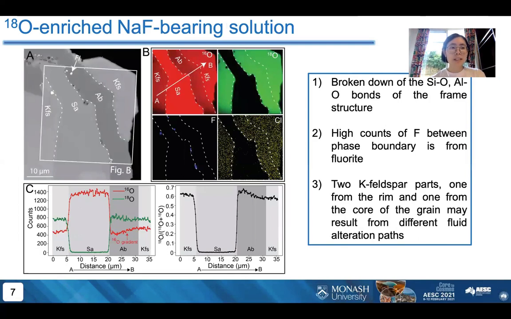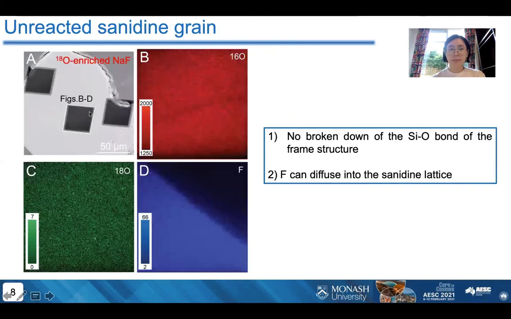The reaction products from oxygen-18 enriched solution are characterized by enrichment of oxygen-18 in both albite and K-feldspar, which means the breaking down of silicon-oxygen and aluminum-oxygen bonds of the framework structure. The high counts at the phase boundary are because of the formation of fluoride. The two feldspar grains, one from the rim and one from the core, differ because of different fluid alteration paths.